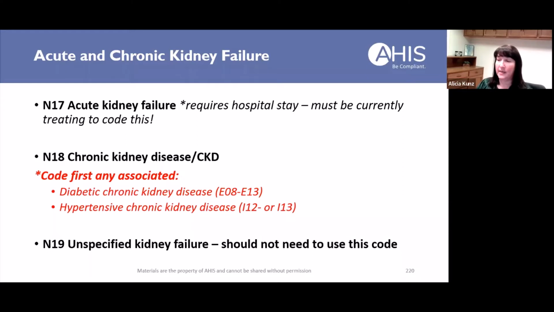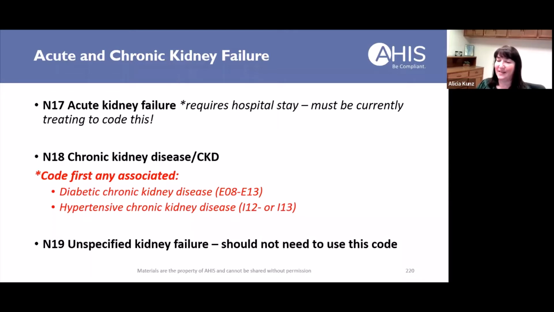Then we have chronic kidney disease, and those are your N18 codes. There's an instructional note there telling you to code first any associated diabetic chronic kidney disease or hypertensive chronic kidney disease. In the scenario that we just completed, you will note that sequenced before the N18 code was your I12 code for hypertensive chronic kidney disease. That is why those are sequenced the way they are, because it tells you to please code first the combo code. So that's why that hypertension combo code went first before the stage of the CKD.